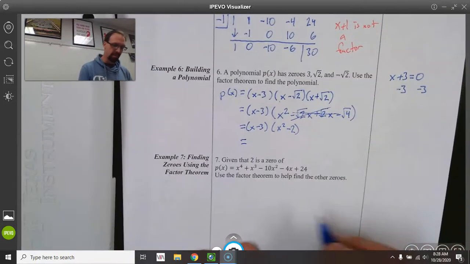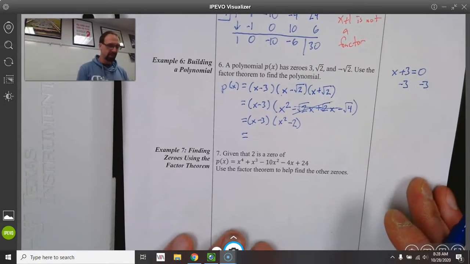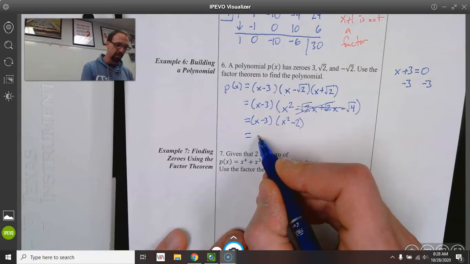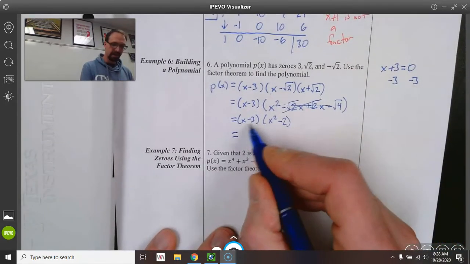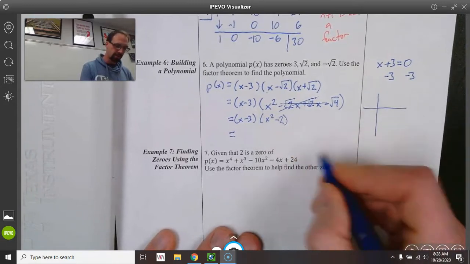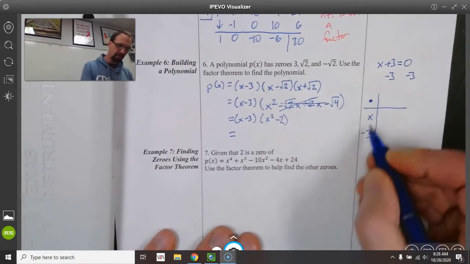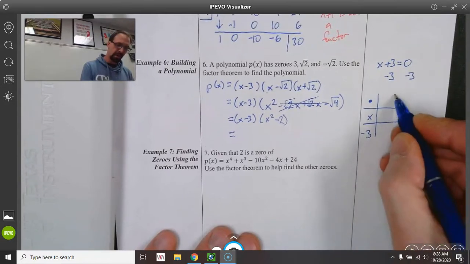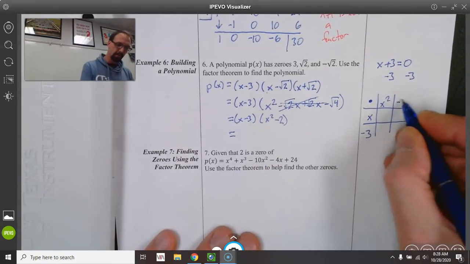You can use whatever method you wish. Soon I'm going to show you the table method, if you've not seen that before. For this particular problem, these values go in your first column. So I have x, then negative 3. I'm multiplying, so I'm just putting a multiplication symbol there. And then for my first row going across, I have x squared and then negative 2.